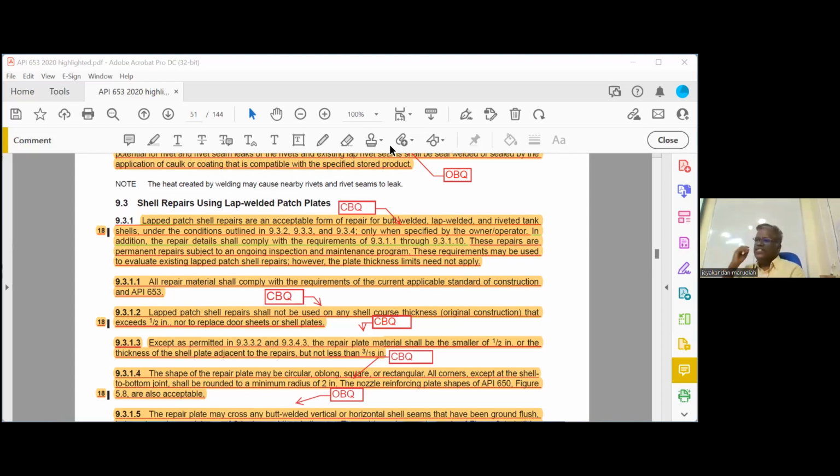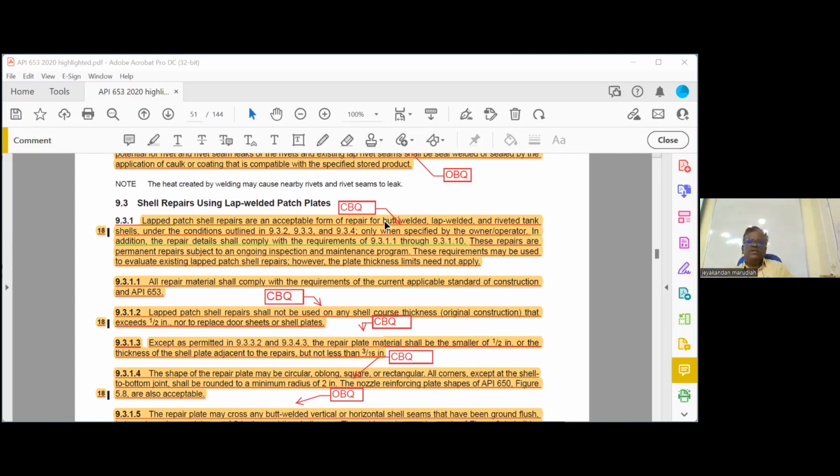Next, when you are making a fillet weld patch, you should first scan the area ultrasonically to check for lamination, and then attach the fillet weld patch. And what should be the minimum size of the fillet weld patch? Minimum 5 mm thickness for any fillet weld patch plate. Maximum thickness is half an inch. More than half an inch you cannot do. Okay, these are the important ones, but there are other conditions. So highlight this one.